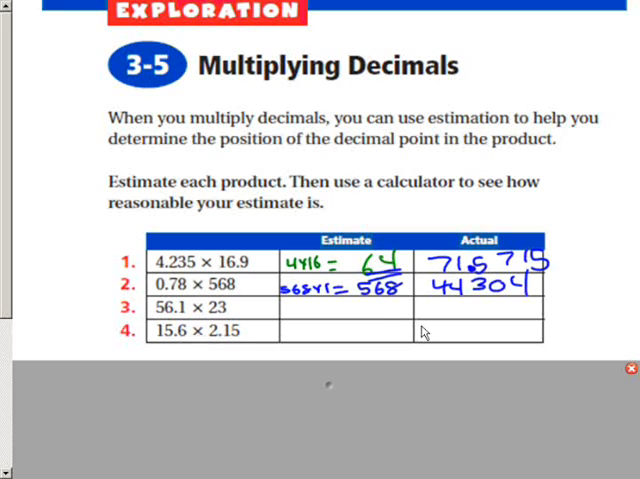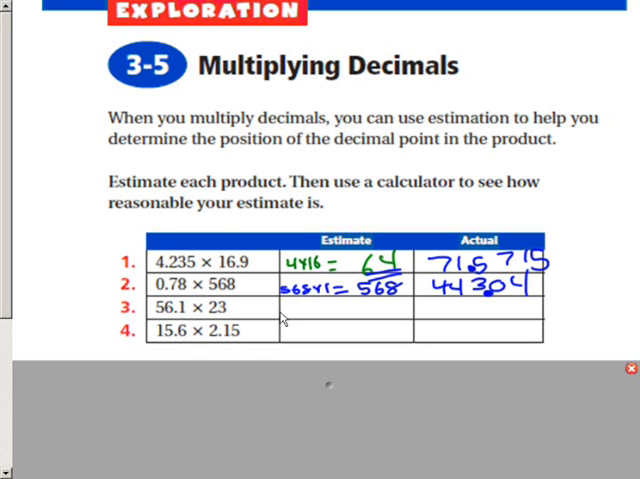44304. Now, according to this, let's see where it would make the most sense to put the decimal. This number's in the hundreds, so I'm going to put my decimal right here. 443 is closer to 568 than like 44.3 or 4,000. Let's try this one. 56 and 1/10 times 23.